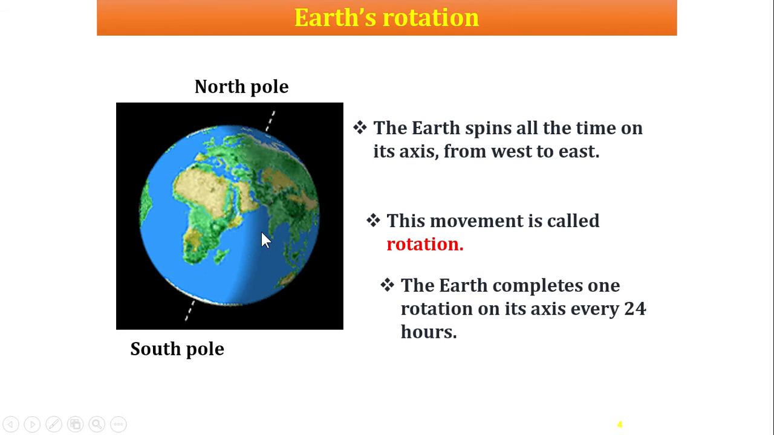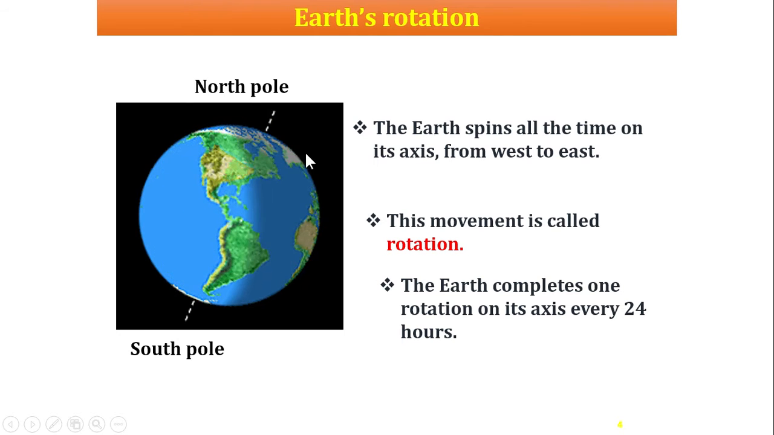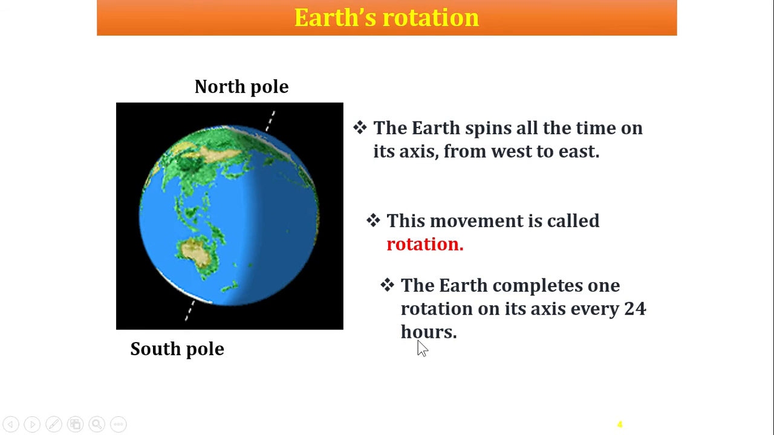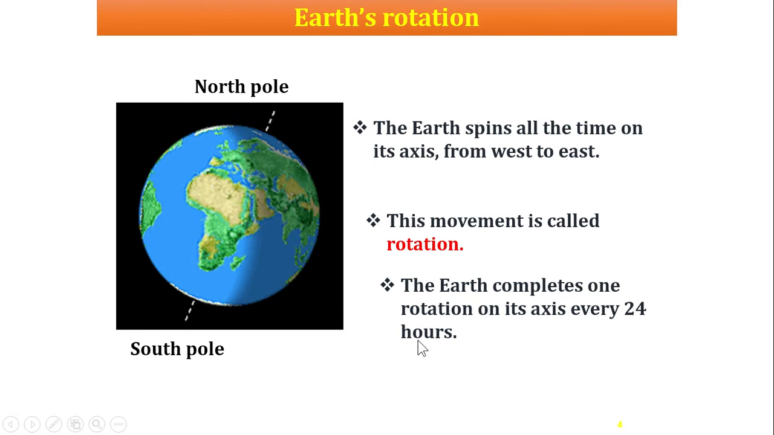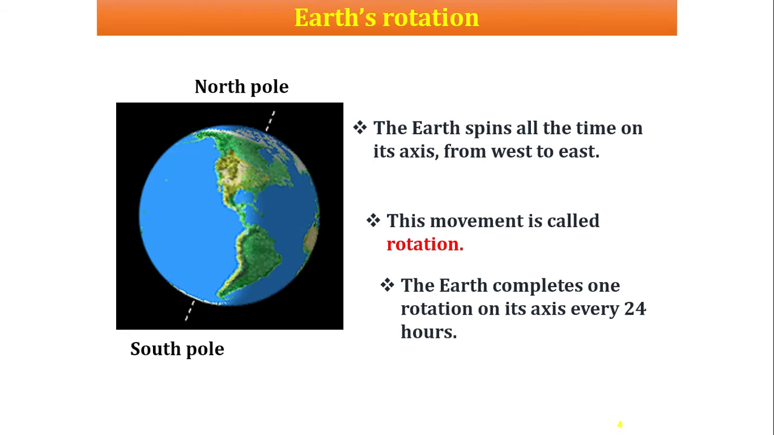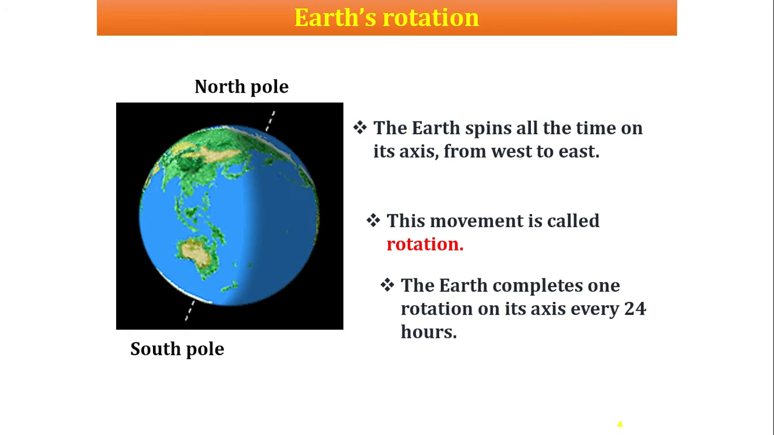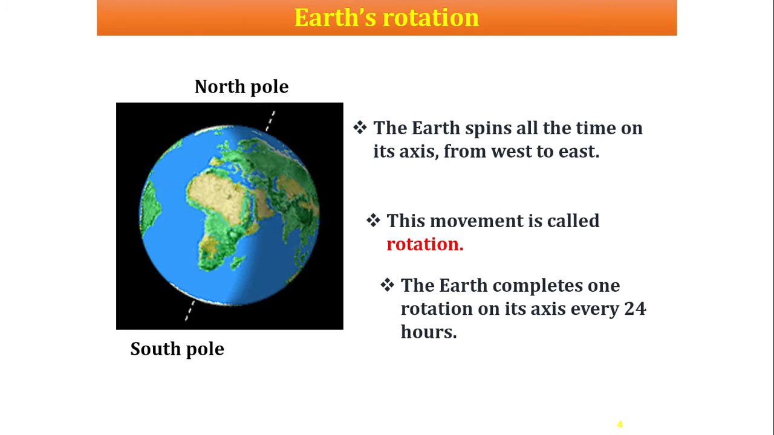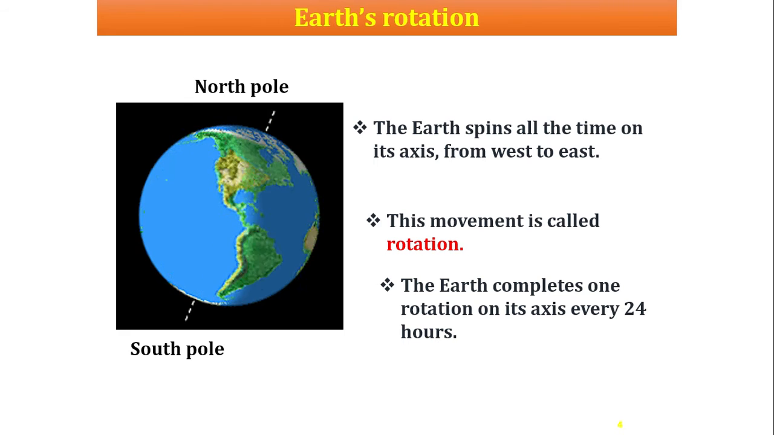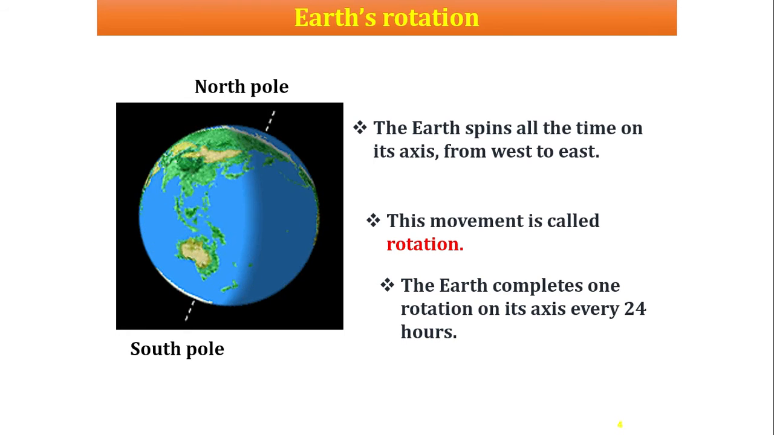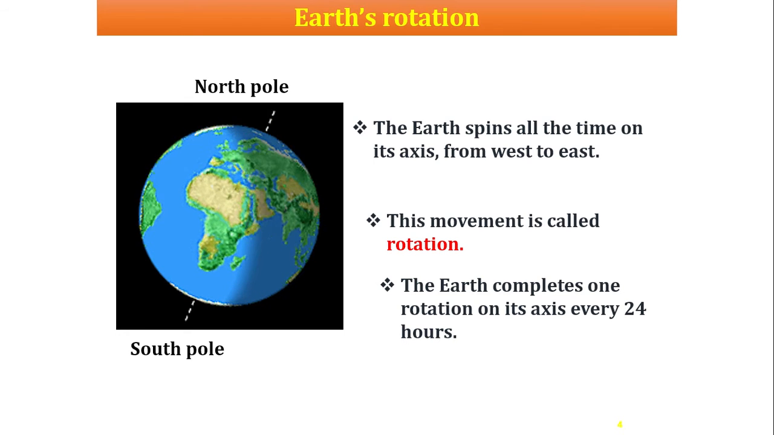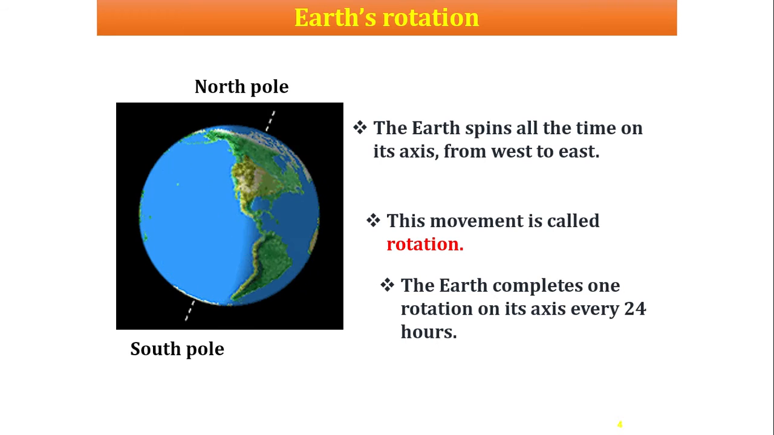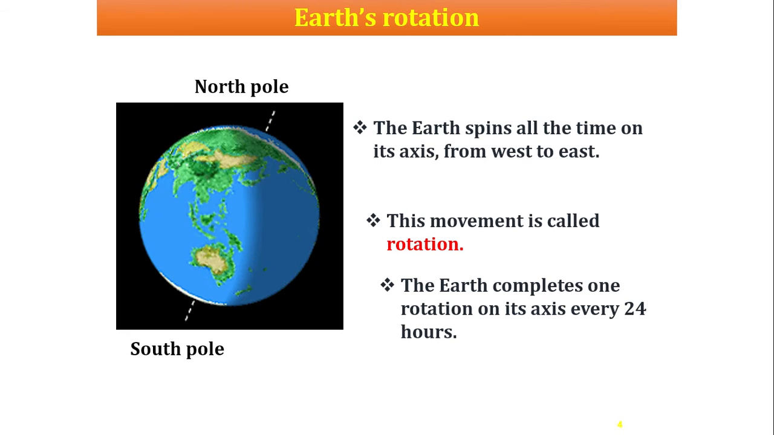You can observe that half of the earth seems to be brighter and the other half seems to be darker. Here I want to tell you an interesting fact. For the parts of the earth that face the sun, it is daytime. And for the parts that do not face the sun, it's nighttime.